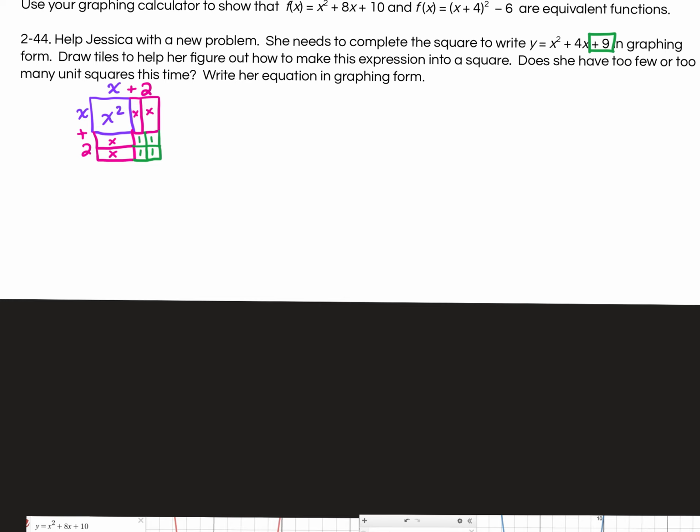So what I know is if I write x plus 2 times itself, within that I get 4 tiles. But my original expression needs 9, so I'm actually going to have to add on another 5 tiles. So that's going to look like this. Now, if I were to multiply x plus 2 squared out and then add 5 to it, I would get my original expression of x squared plus 4x plus 9.